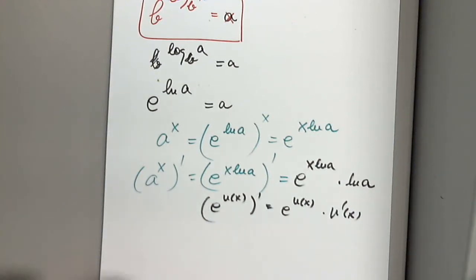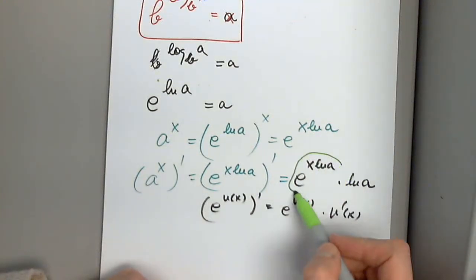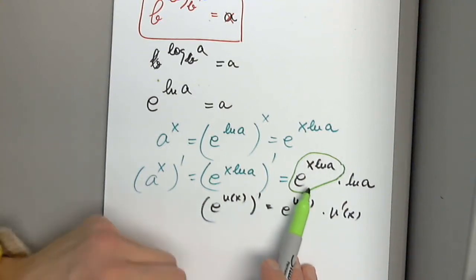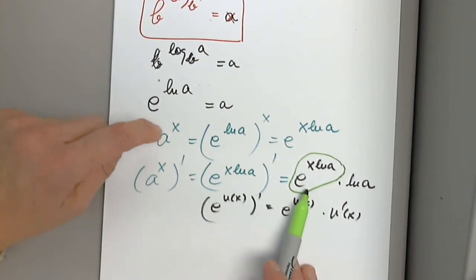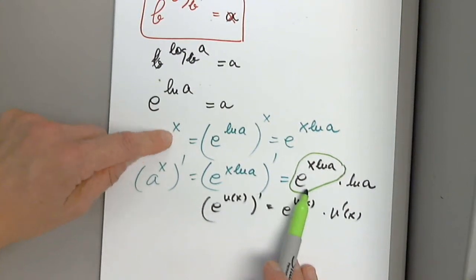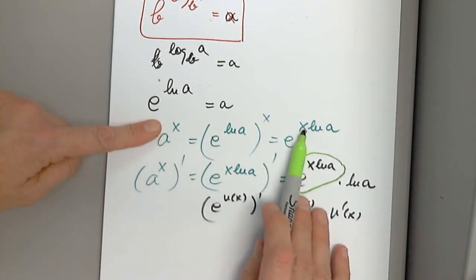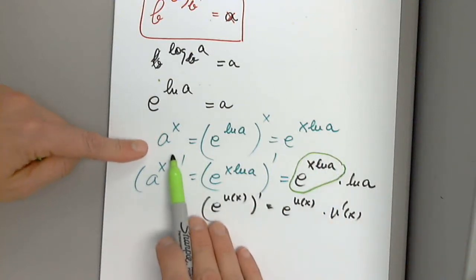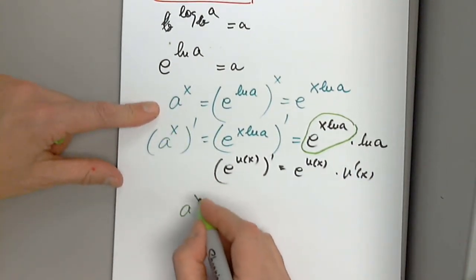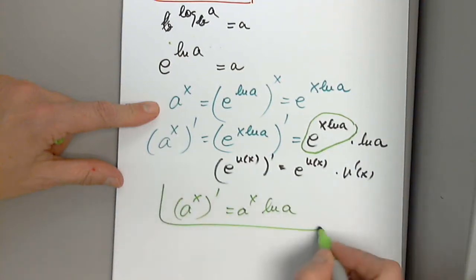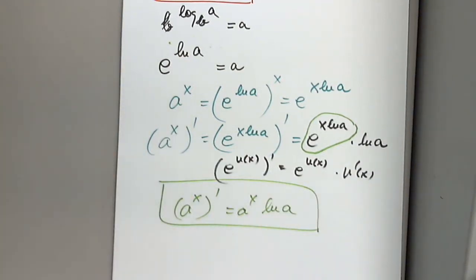But what was this? What did we denote by this? Right here. e raised to x natural log a, it's a to the x. So a to the x prime is a to the x natural log a. I will not ask you to memorize this proof. It's a tiny, tiny proof. I just want you to see where it's coming from.